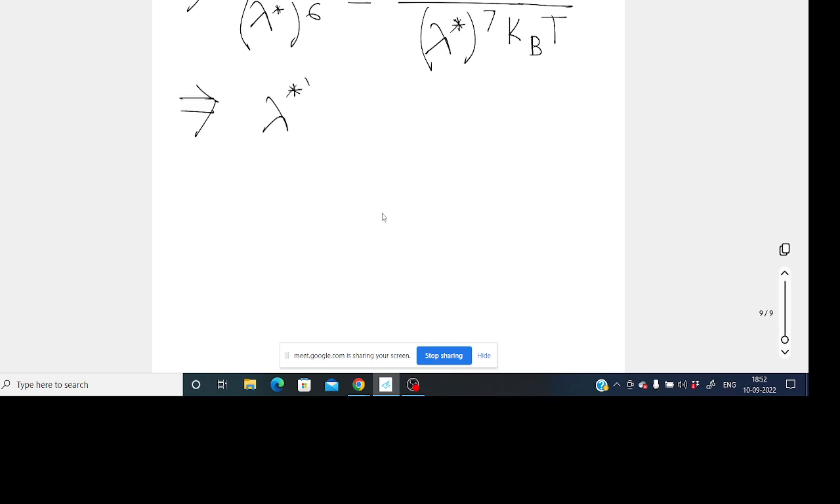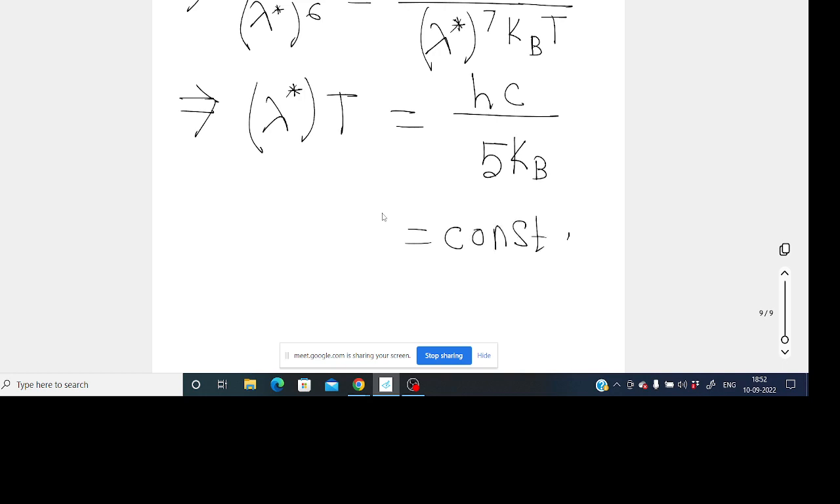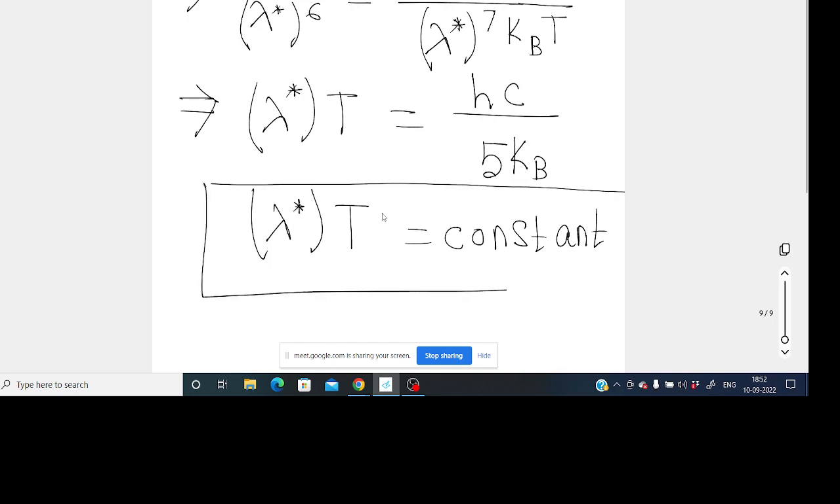So we have lambda star into T equal to AC by 5 kB. This is equal to a constant because h is Planck's constant, c is the speed of light which is a constant, and kB is the Boltzmann constant. So this is constant. So we have lambda star into T equal to constant.